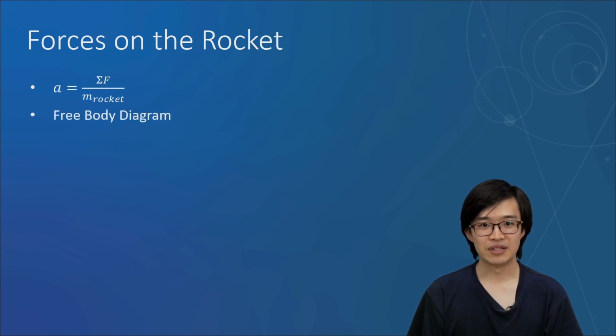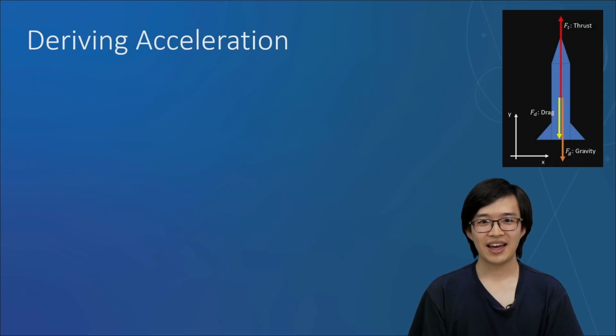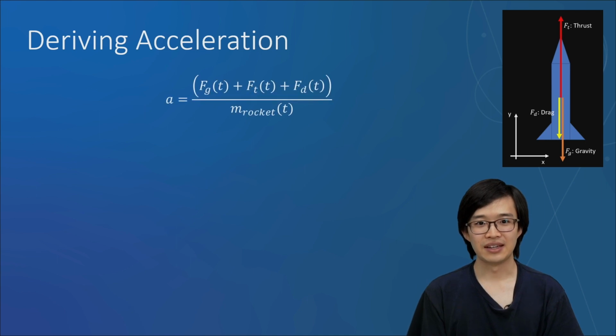A free body diagram is a diagram where you draw all the external forces acting on the system you want to analyze. As I mentioned earlier, we're assuming that the rocket goes through a one-dimensional motion, just straight up and down. So all the forces point along the vertical direction. And as you can see in our free body diagram, the forces at play are gravity, denoted as Fg, thrust, denoted as Ft, and drag, denoted as Fd. Adding up all the forces and solving for acceleration yields this equation. Acceleration equals force of gravity plus thrust plus drag divided by mass.